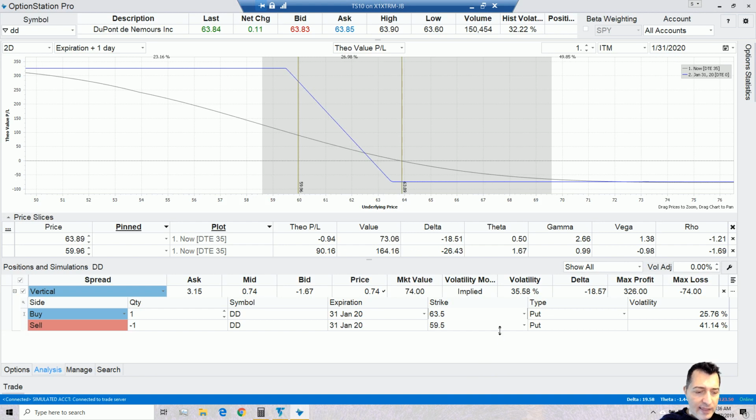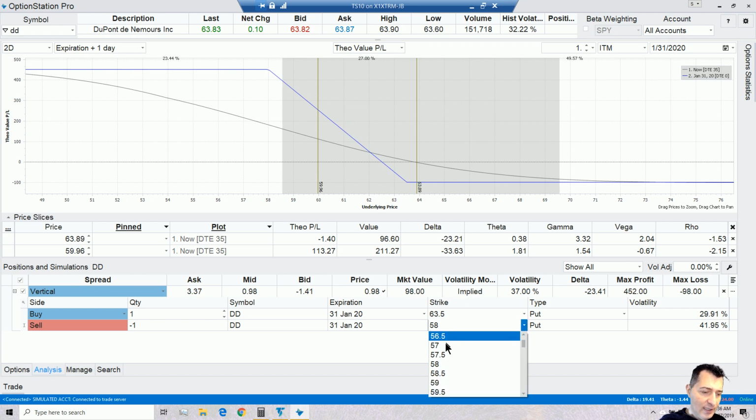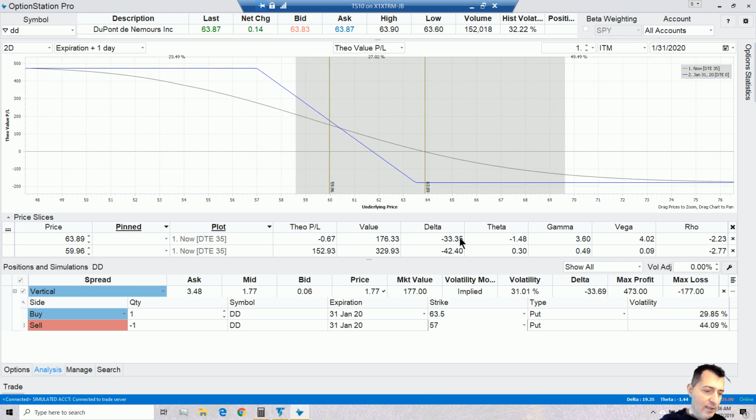Therefore, the only way I can get more delta is by lowering the put at the target to 59. Now I got 20, still not enough. What about 58? Now I got 23, still not enough. What about 57? Now I got 33. What if I do 57 and a half?